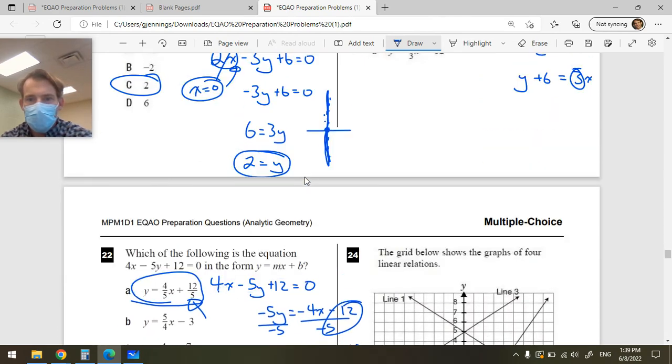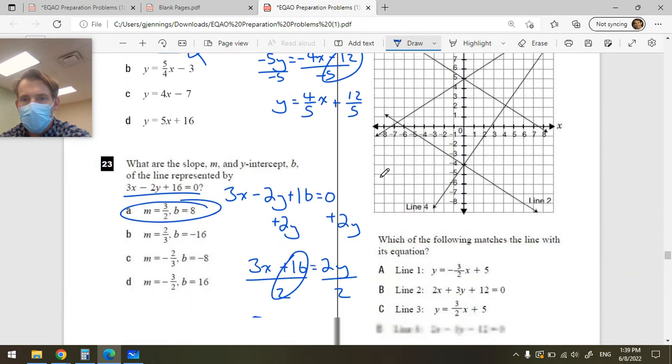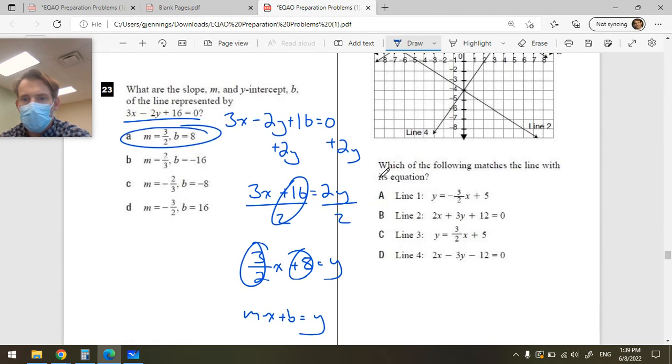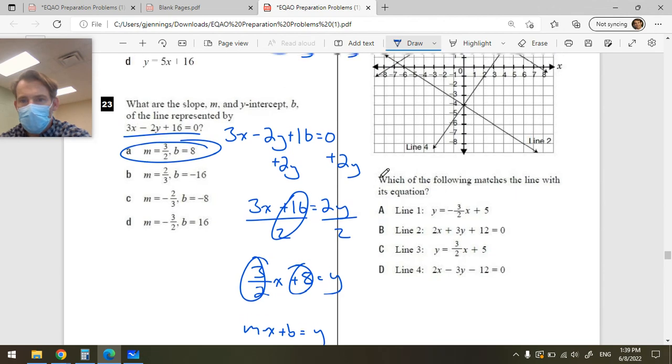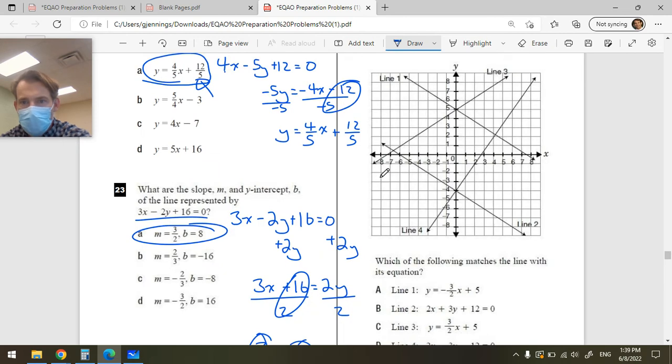Last one for this video. Number 24. The grid below shows the graphs of 4 linear relations. Which of the following matches the line with its equation? Ugh, it's kind of yuck. So let's see.